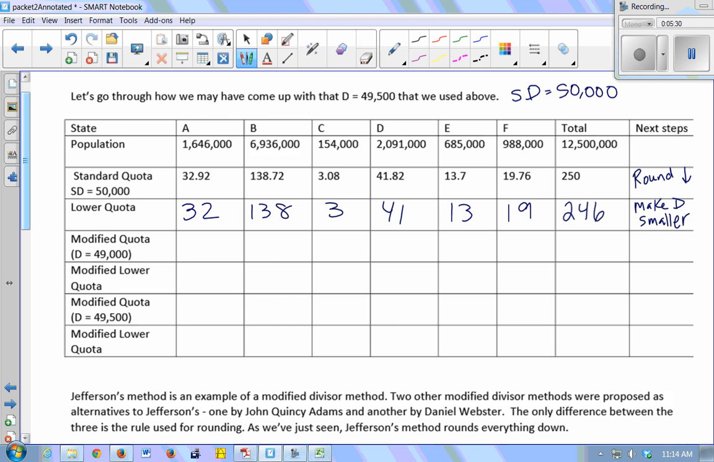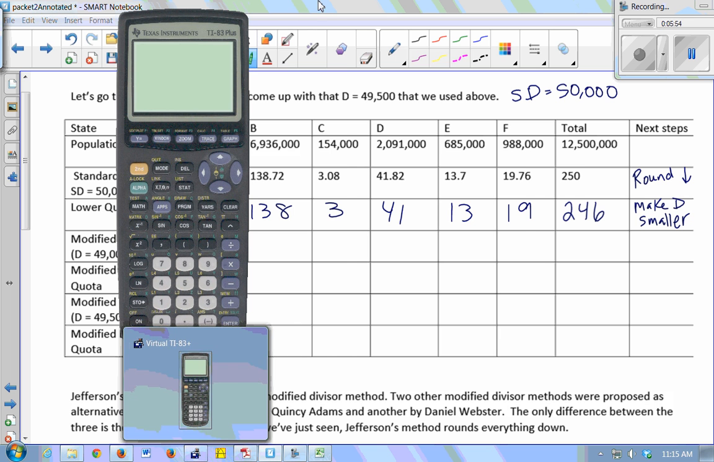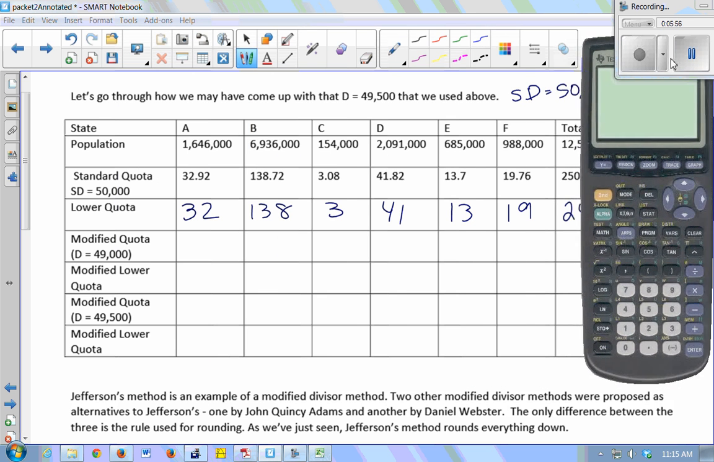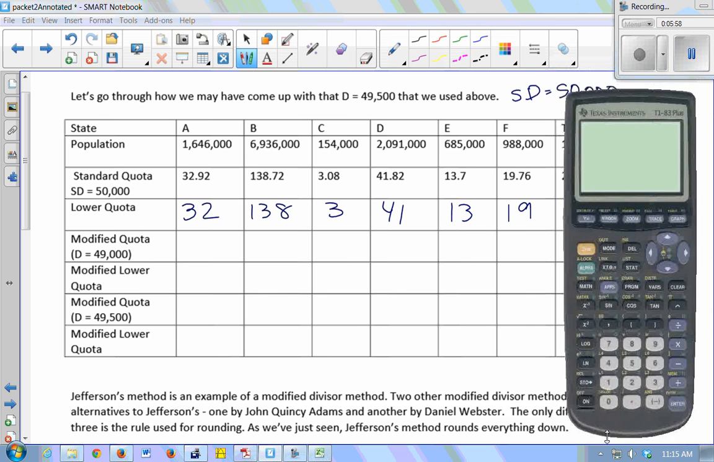So then we just take a guess. We just have to pick something smaller than 50,000. So maybe we go down to 49,000. This is just a guess. The only knowledge I have is that it has to be smaller than 50,000. Okay, so we go down to 49,000, and then let's see what happens. I need to pull up a calculator here. And instead of 50,000, I'm going to divide each population by 49,000 and see what I get.